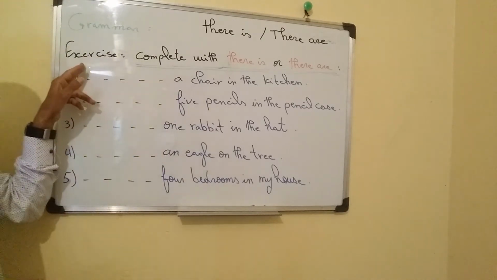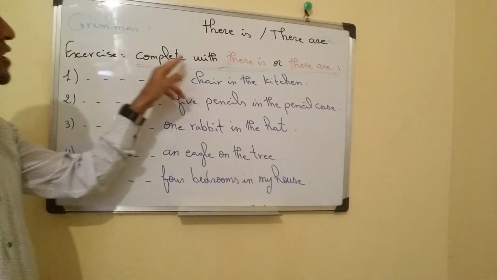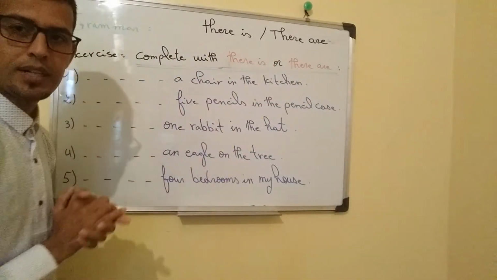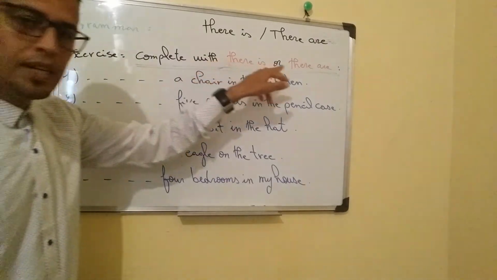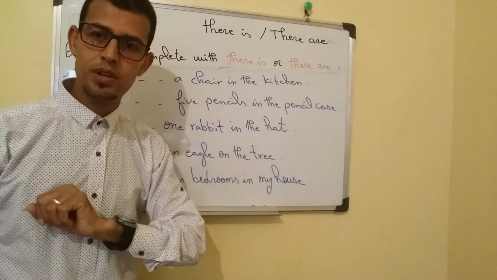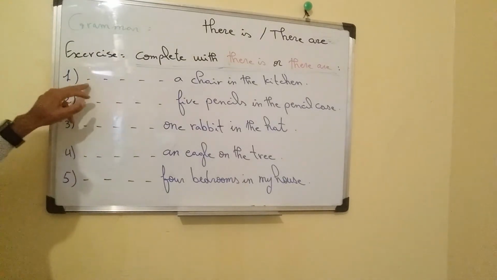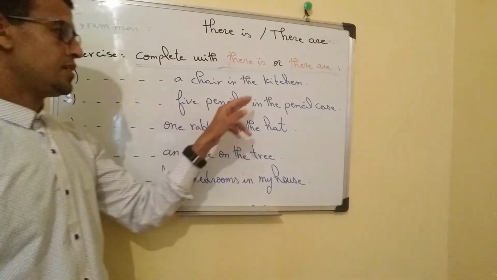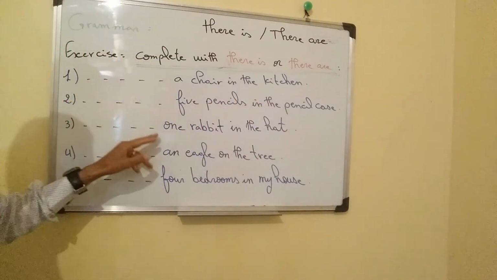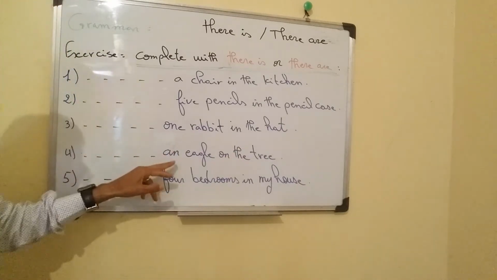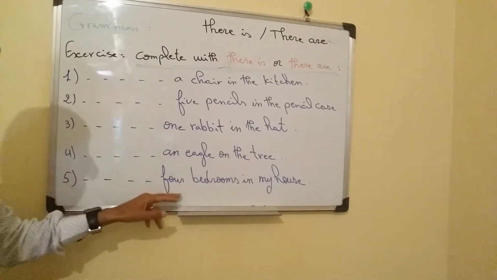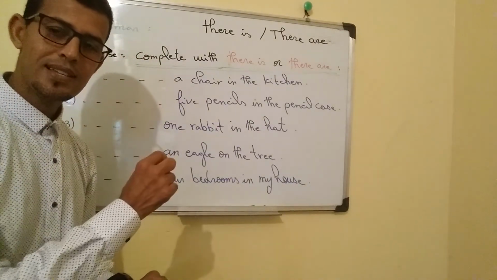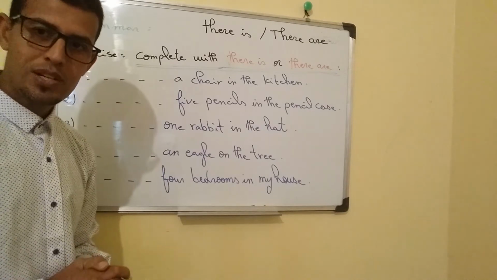Okay, so we are going to do this exercise. Complete with there is or there are. You are going to complete the sentences with there is or there are. I said that there is for singular and there are for what? Plural, before plural nouns. Great. So let me read the sentences. A chair in the kitchen. Number two, five pencils in the pencil case, one rabbit in the hat, an eagle on the tree, and four bedrooms in my house. So you are going to stop the video, do the exercise, and we'll come back to correct the exercise.